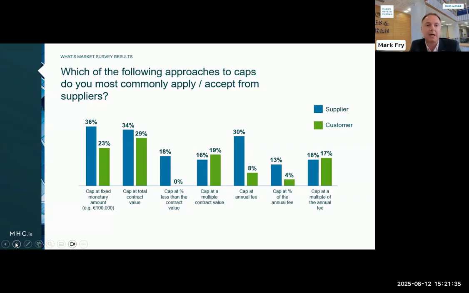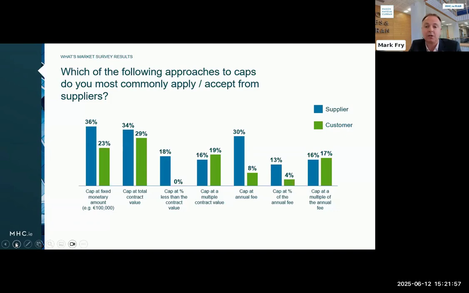That data really does back up what we see in practice, and that is that most suppliers generally want to limit their liability to what they're getting paid. They'll carefully consider their insurance requirements, but ultimately they'll look at the risk versus reward scenario. Looking at the data from customers on the same slide, you see that most customers are now accepting caps based on multiples of annual fees or value, 19% plus 17%.